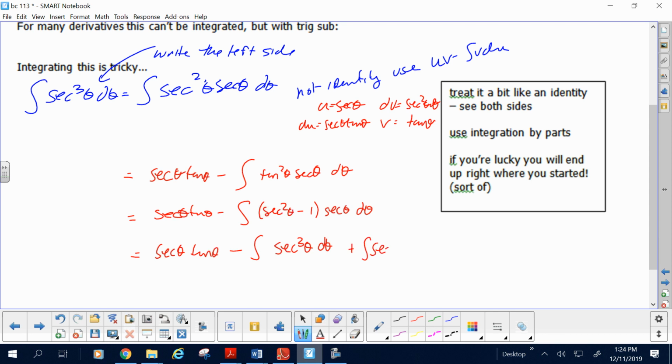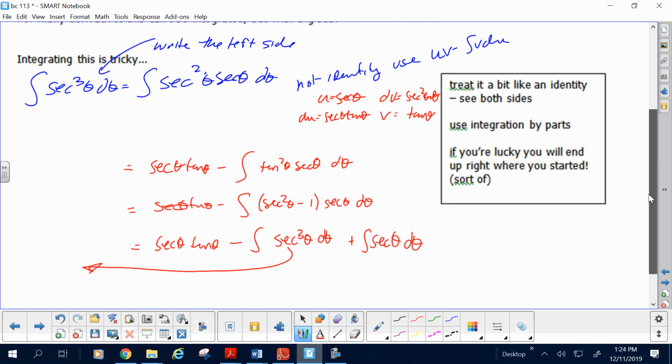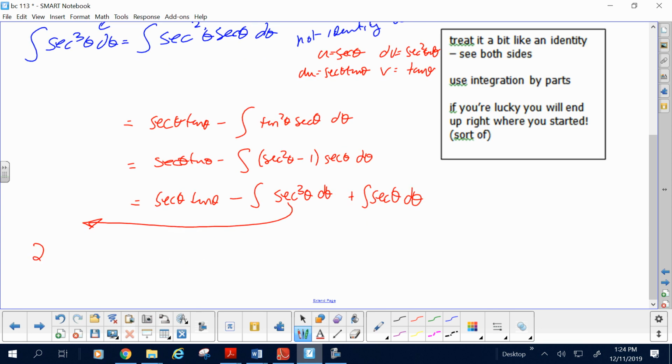Plus secant integral. Now that's pretty great because you're right back to where you started. Isn't that awesome? But more. You're right back to where you started plus more. Isn't that great? It's actually quite awesome. Now what do we do? You can bring the relation over. So now you bring it over, and you get 2 problems you don't know equals something you do.